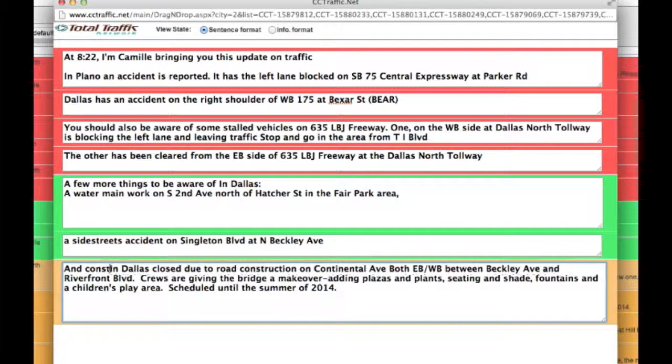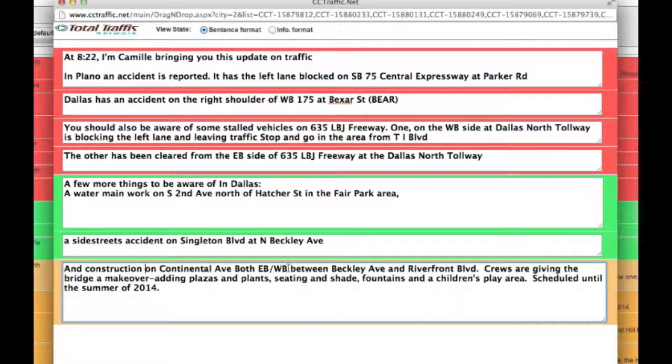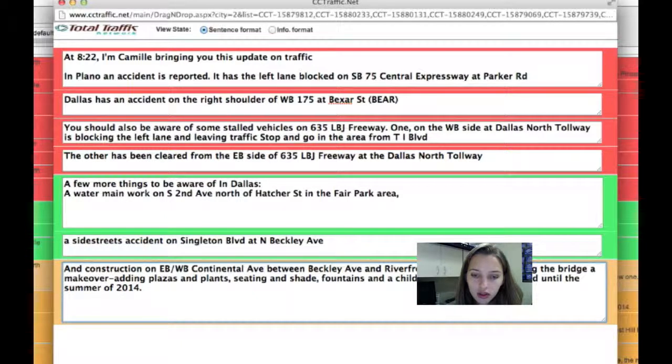And construction. East and westbound on Continental Avenue. Both is capitalized, but I know that it's explaining both eastbound and westbound, so you need to think about that. You don't want to say eastbound and westbound on Continental Avenue both, because that's not the name of the roadway. With construction, they usually give a lot of extra details, so you'll need to do some extra reorganizing here.